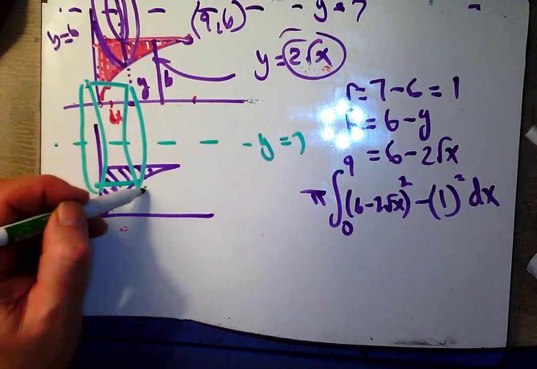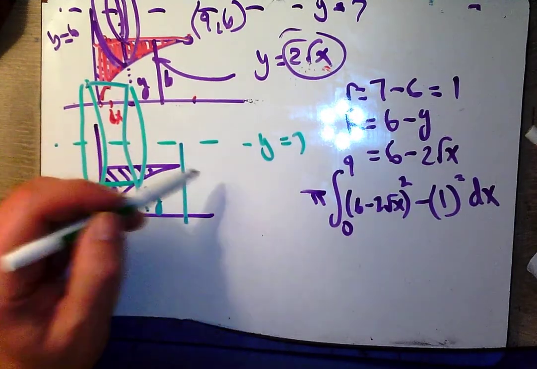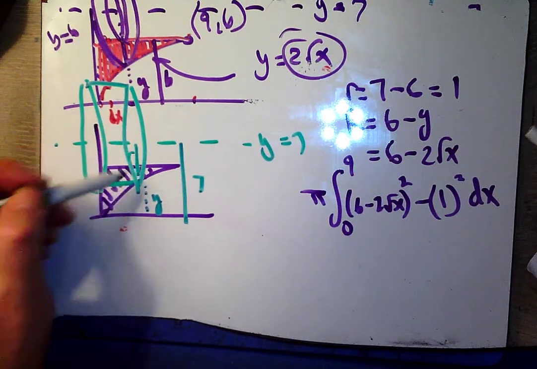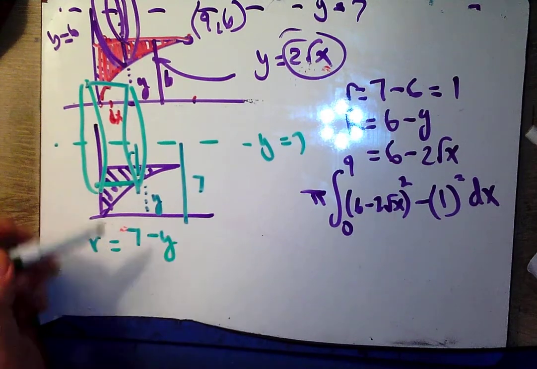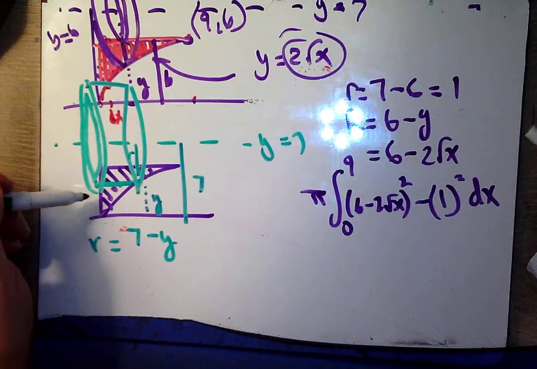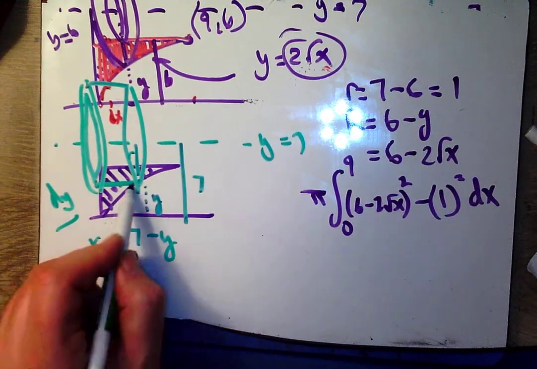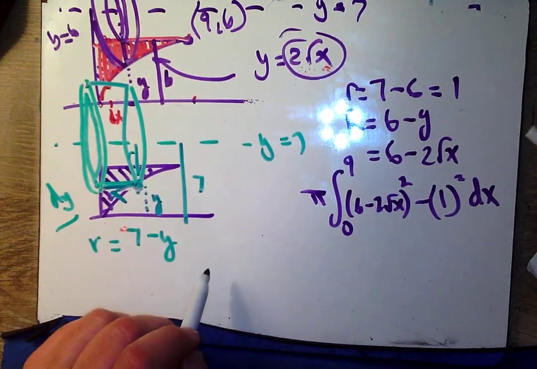Now, this distance is y, this distance is 7, and so my radius, well, radius is going to be 7 minus y. And I'm okay with that because the thickness is vertical. This is a dy integral, and so I'm okay with that. How about the height? Well, the height is my x value.